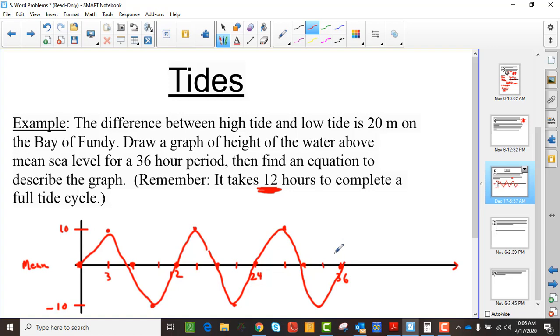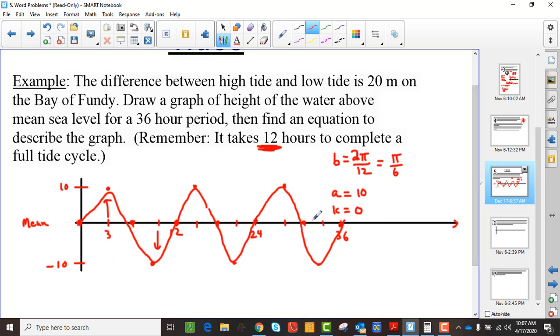So if you look at these, it wants an equation. So the first thing I notice is that the period is 12 hours, so that means my B value is 2 pi divided by 12. So my B is pi over 6. I notice that my amplitude, my A value, is 10 because it goes up 10 and then goes down 10. And I notice that the middle of my graph is actually 0, so that means K is 0. And I also notice that this starts in the middle, so I'm just going to use a sine graph, and I'm going to say H is then 0 because this starts in the middle and goes up.